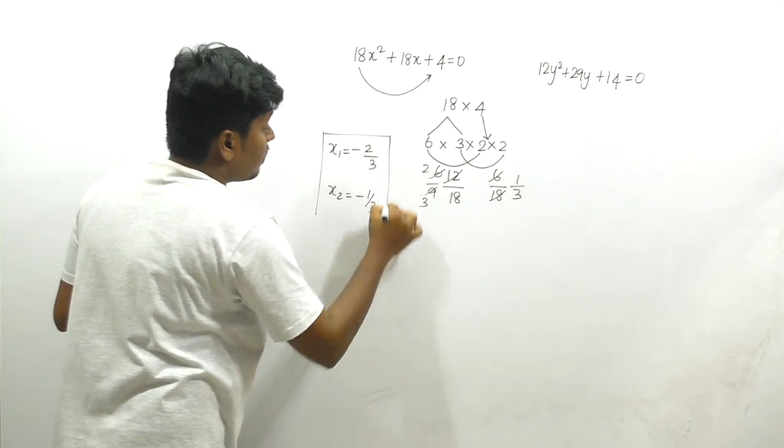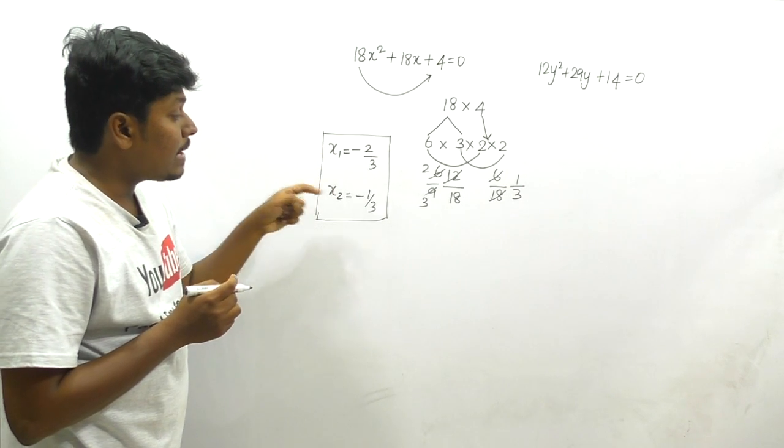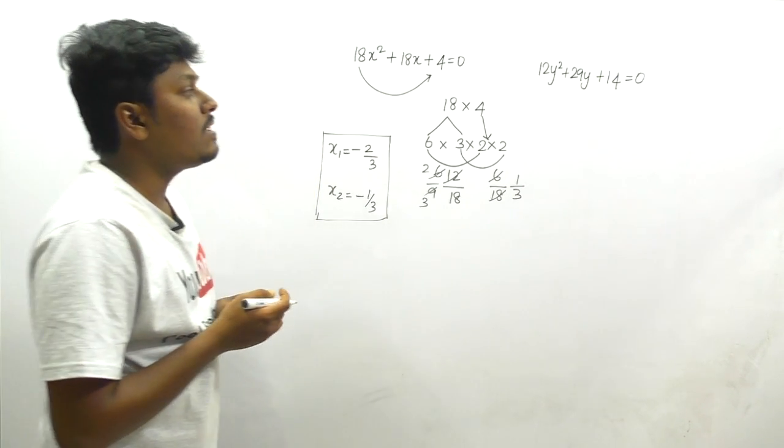So finally we found the factors of x1, that is x square plus 18x plus 4, that is minus 2 by 3 and minus 1 by 3. So similarly find the value for y term.